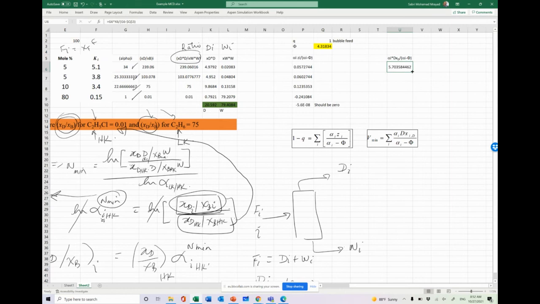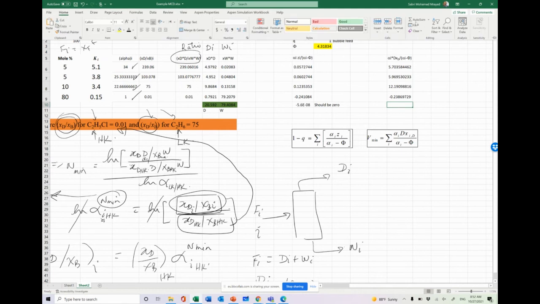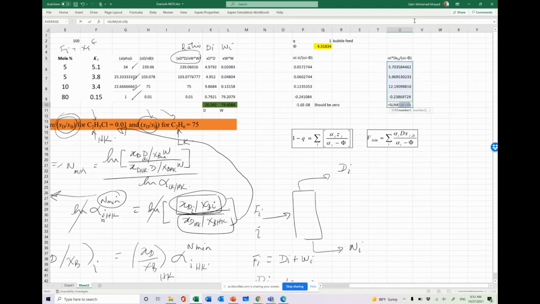Okay, so you just click here. Now you're going to do a summation. You can do auto sum here. If you don't know how to do auto sum, you can write sum and select all the areas. So this is 23.6. What is this? This is the summation. So this is your V minimum here.